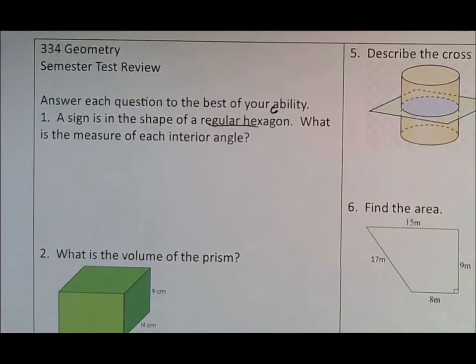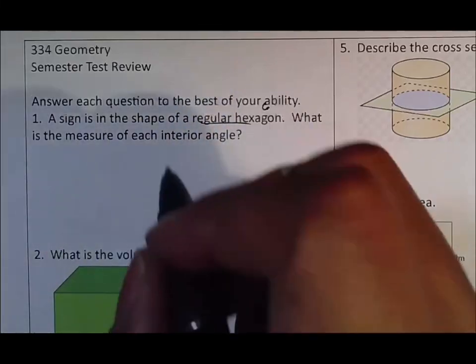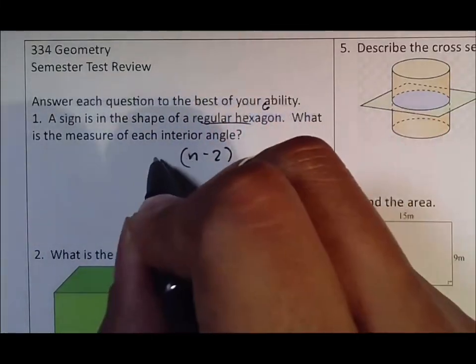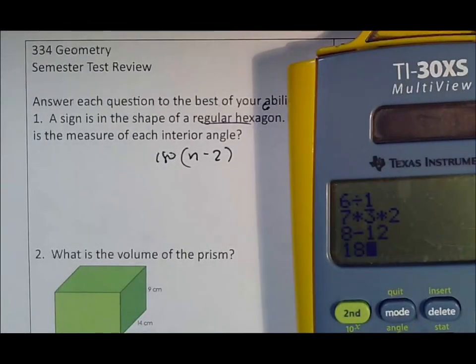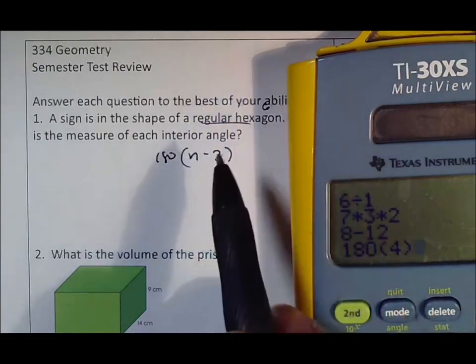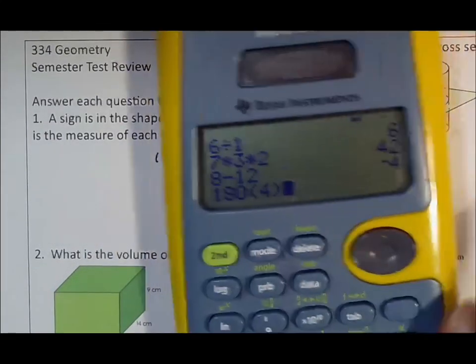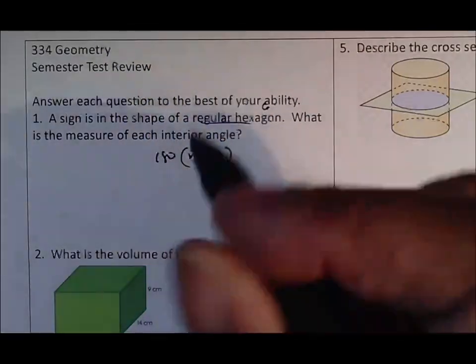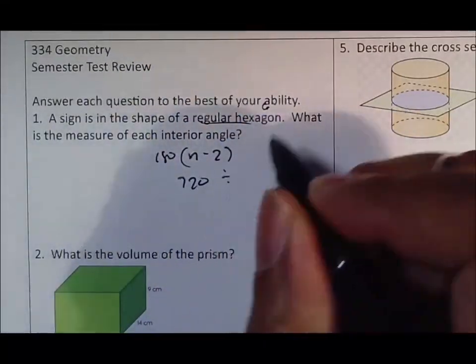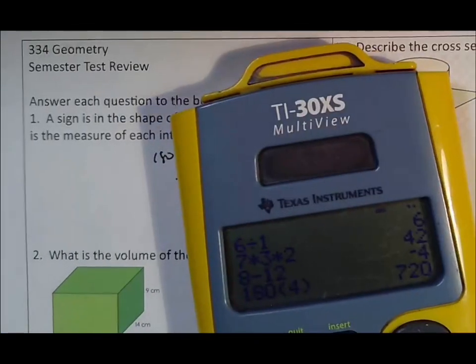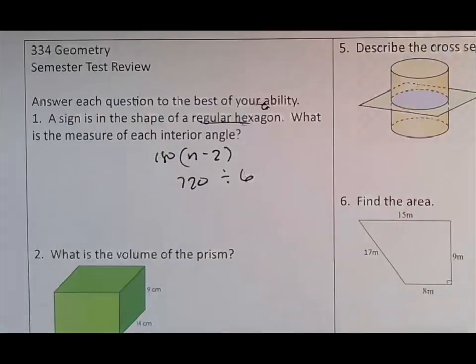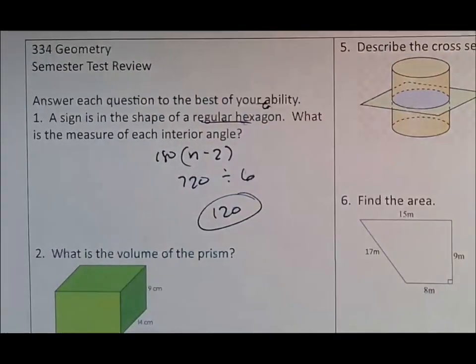But just keep that in mind, because again, tomorrow, don't forget you have a test on all this stuff. But again, a regular hexagon means we have to use that n-2 times 180. And so with that, 180 times 4, because 6 sides is the number of sides we have. 6 minus 2 is 4, which gives me a total of 720 degrees. And then don't forget you divide that by the number of angles, which is 6. So when you divide that by 6, you end up with 120 degrees per angle is what you're looking for.